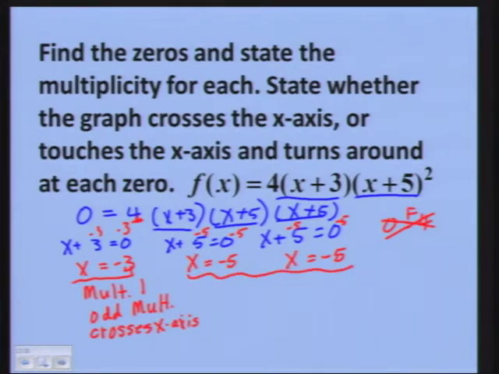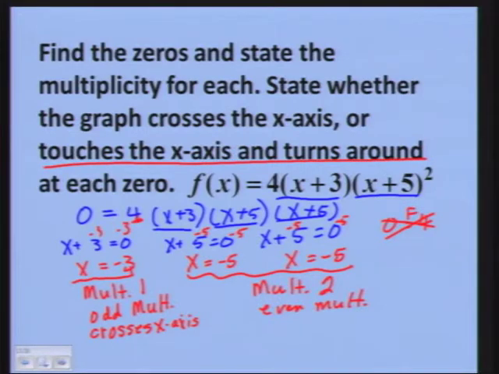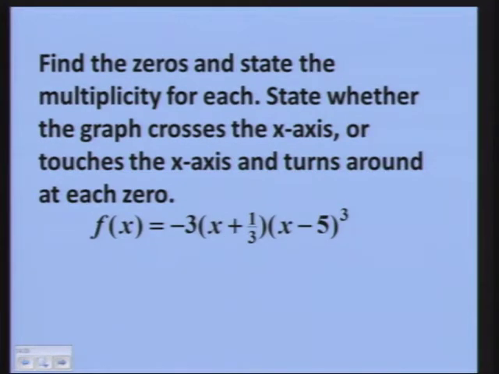Right here, we have negative 5 twice, so the multiplicity is 2. And it is an even multiplicity. So that means it touches the x-axis and turns around. Touches x-axis and turns around. Goes back the way it came. So that will be useful information to us when we get ready to graph.